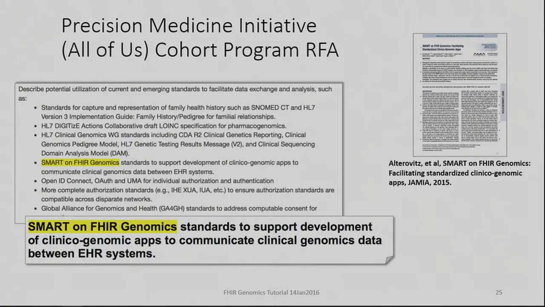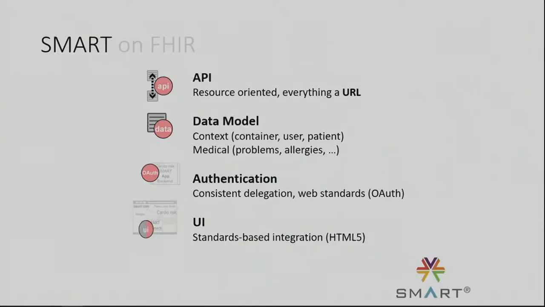I had some three or four slides, I just picked this one, because it seems like a lot of people relate to the All of Us program. In the actual original RFA, you mentioned SMART on FHIR genomic standards as one of the things people needed to describe how they're going to be using standards. And this was the paper that came from that.